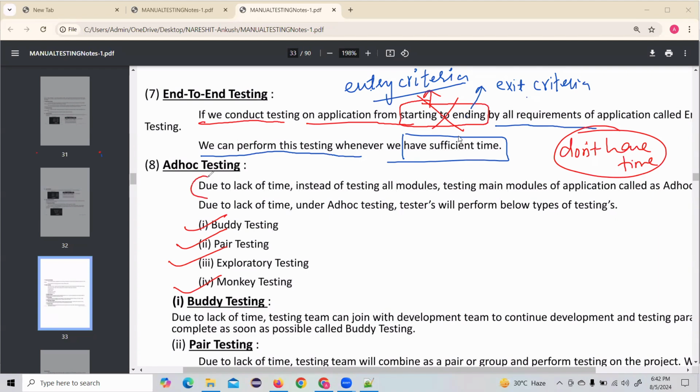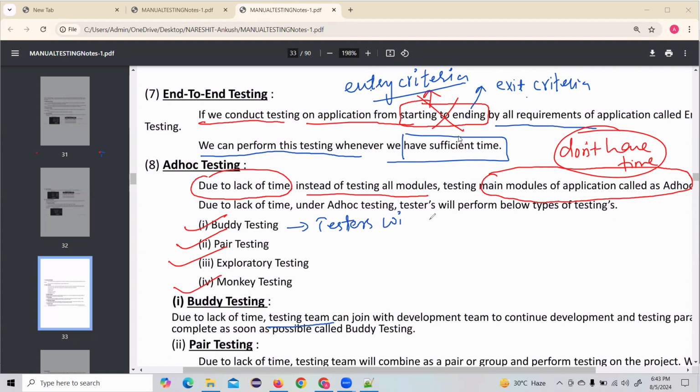Whenever we don't have time, instead of testing all modules, we can test only the main modules. In that case, which testing comes into the picture? Sir, what is buddy testing? Buddy testing means, due to lack of time, the testing team will join with the development team. It means the tester will sit together with the developers.